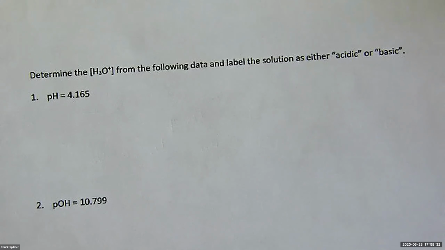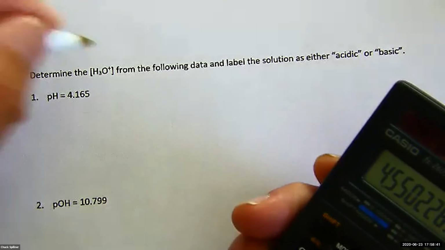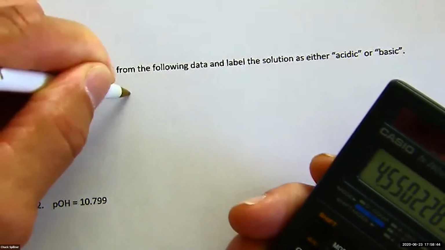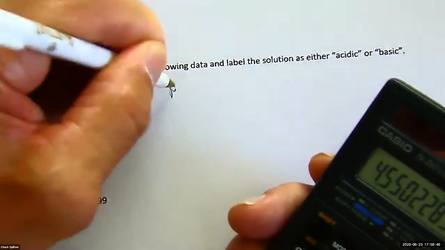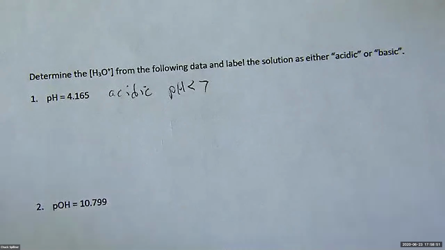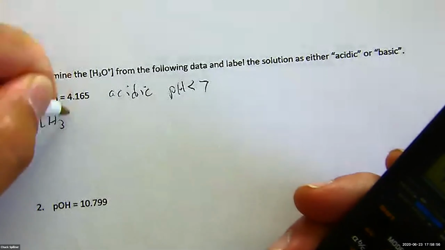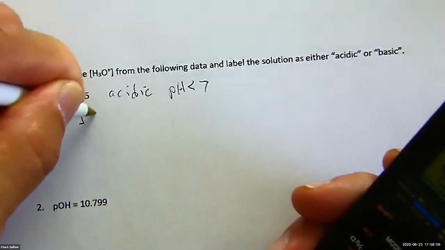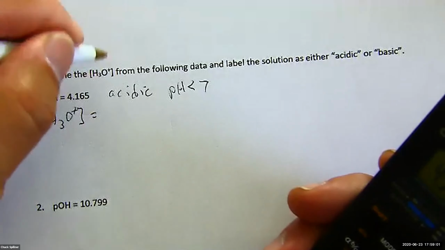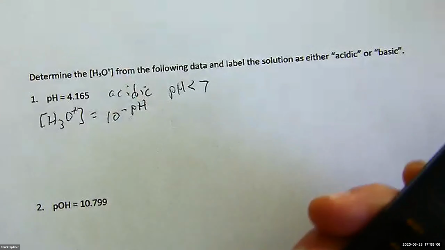The last one, let's see, determine the hydronium ion concentration from the following data and label the solution as either acidic or basic. Well, the pH in number 1 is 4.165. So I would say that's acidic because it's less than 7. The pH is less than 7. That makes it acidic. And to find the hydronium ion concentration, if we look on our concept map for doing these calculations that I showed you, it's 10 to the minus pH gives you your hydronium ion concentration.